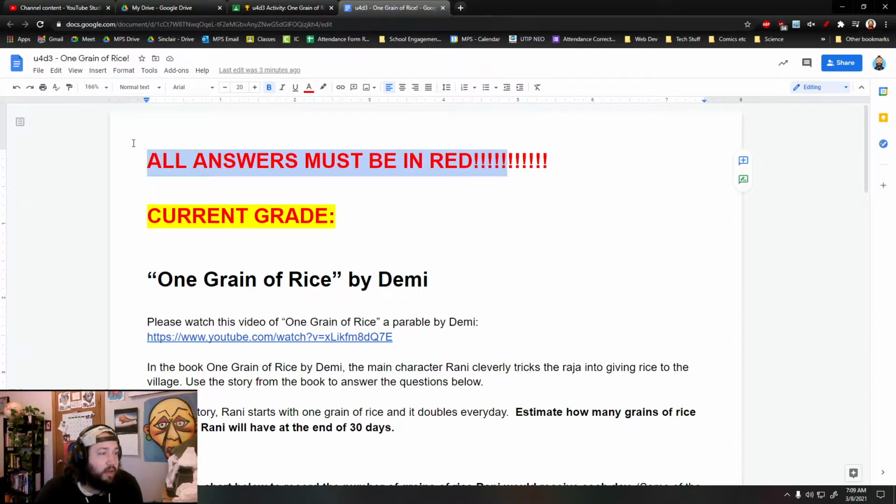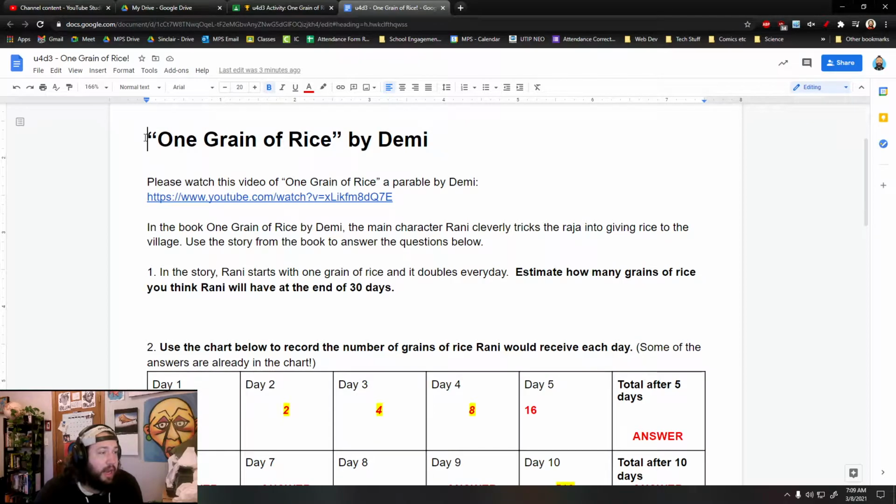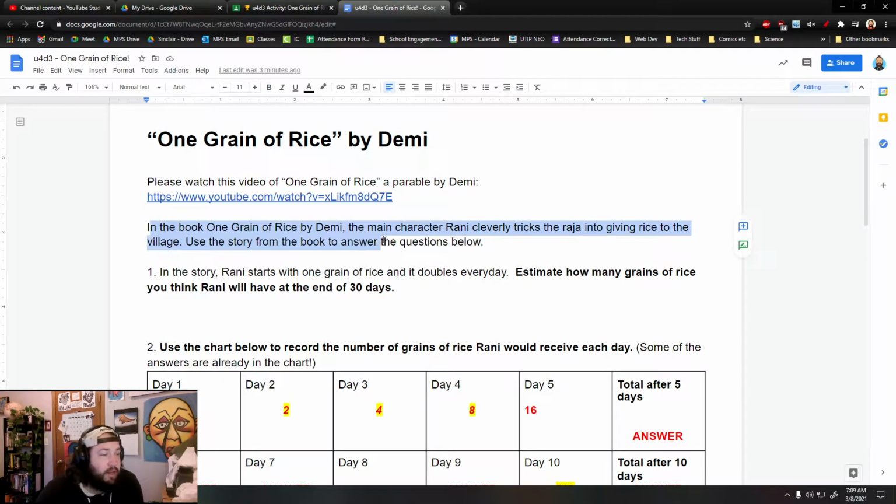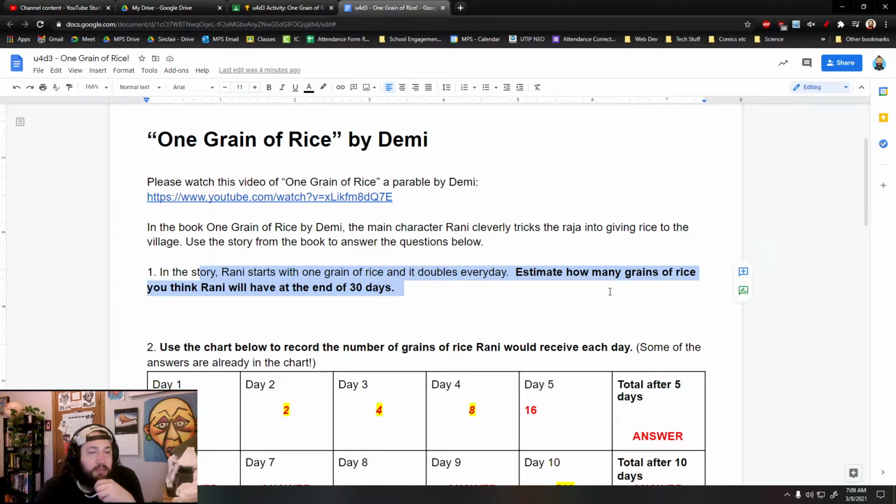As always, all answers need to be in red, and I do give you a little intro. So in the book of 1 Grain of Rice by Desmos, the main character, Ronnie, cleverly tricks the Raja into giving rice to the village. Use the story from the book to answer the questions below. Okay, now, in the story, Ronnie starts with 1 grain of rice and it doubles every day. Estimate how many grains of rice you think Ronnie will have at the end of 30 days.